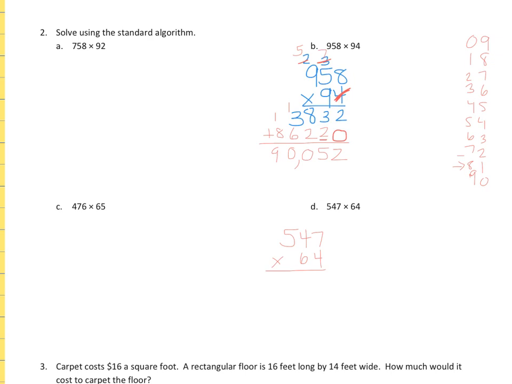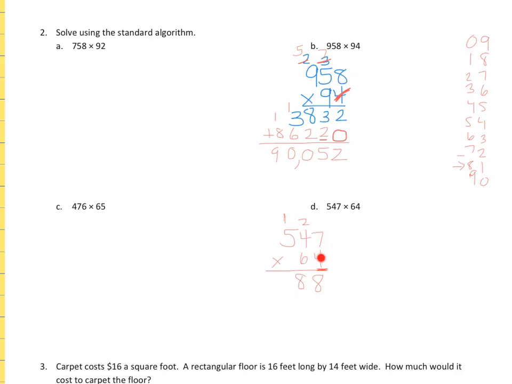And let's go down to D. We have 547, and we're multiplying by 64. So I'm starting with this 4 right here in the 64, the ones. 4 times 7 is 28. So I'm going to put my 2 up on top and my 8 down. 4 times 4 is 16, plus 2 more is 18. So the 1 goes above the 5, and the 8 goes underneath the 6.